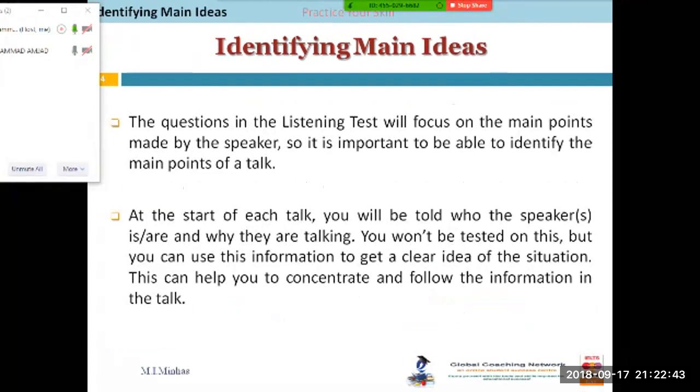Identifying main ideas. The question in the listening test will focus on the main points made by the speaker. This is especially for section 4, where there's one speaker. He delivers a speech on some topic. So it is important to be able to identify the main points of the talk. At the start of each talk, you will be told who the speaker is or speakers are and why they are talking. We have already covered this in our first lesson, that they tell us the context of the recording. So you won't be tested on this. Obviously, they won't ask you who the speaker was, but this information gives you a lot of context.